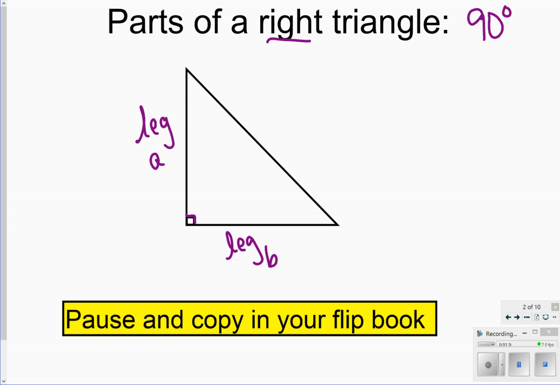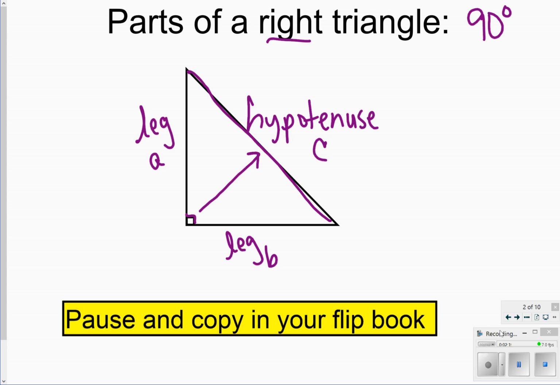Okay? Now, the line that is the longest part of our triangle, and it also happens to be directly opposite our right angle, that is our longest line right here, and that side is called the hypotenuse. You may have heard of this before, but our hypotenuse, again, is the longest side of our triangle. And we want to give this a different name so we could easily write a formula. So we're going to go ahead and call it C. So there are the parts of our right triangle. Go ahead and pause the video and copy this into your flip notebook.